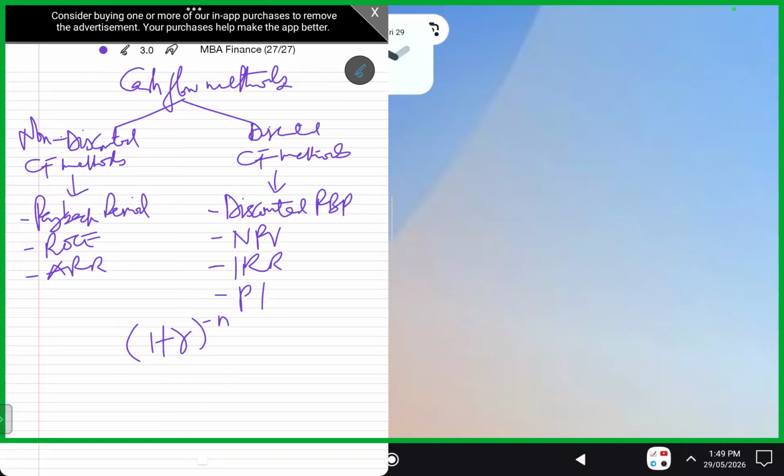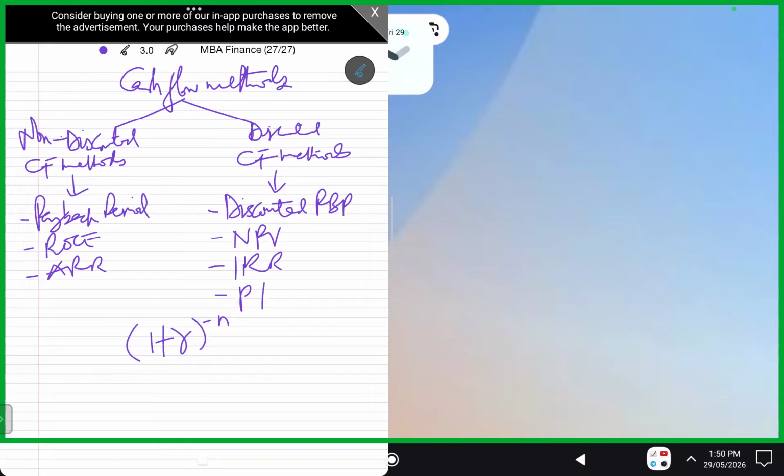So that's the payback period. Then we have the ROS, the ARR. Whenever you have non-discounted cash flow methods, you see payback period, ROS, and ARR. It means that these three don't use a discount factor. On the other hand, those on the right, like discounted payback period, mean the payback period on the left-hand side is being discounted. That's why you have it on the right-hand side.